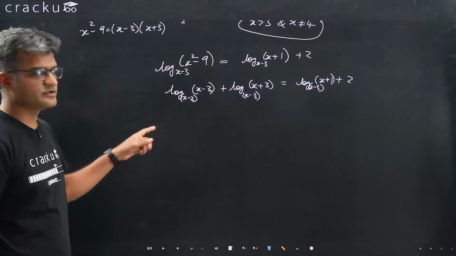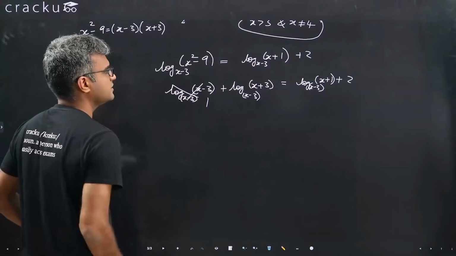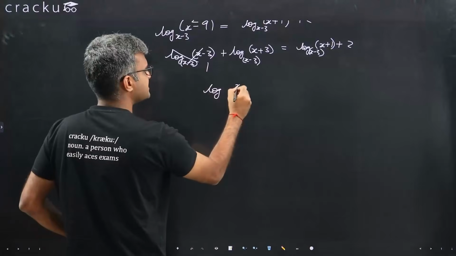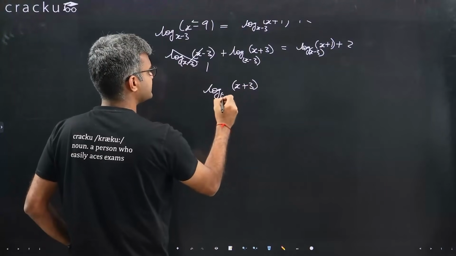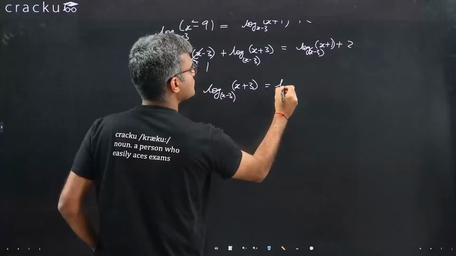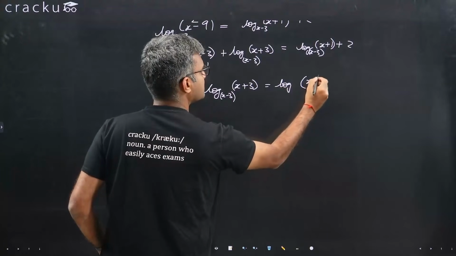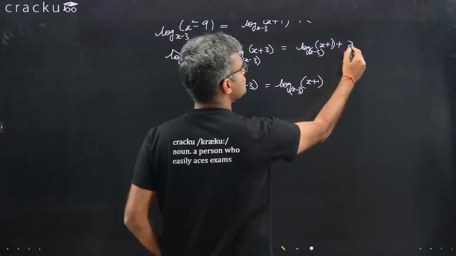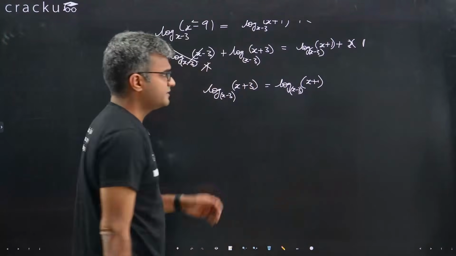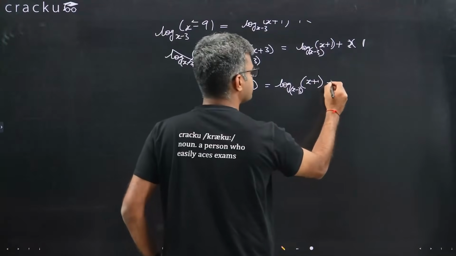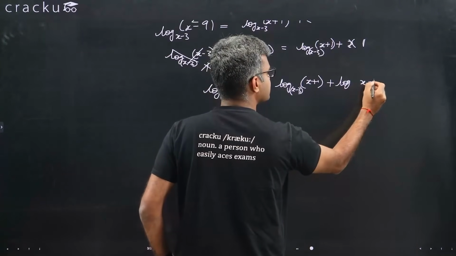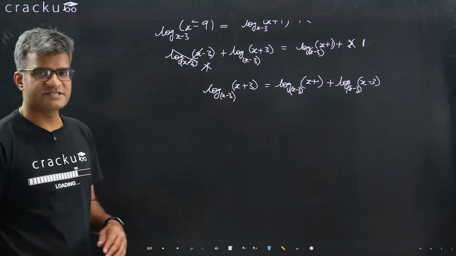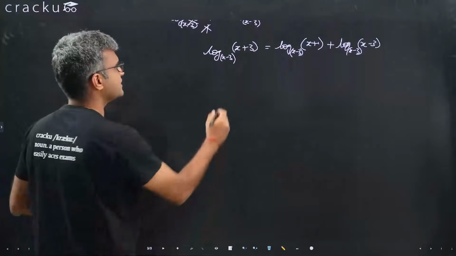Now log of x minus 3 to the base x minus 3 is simply equal to 1. So if you are simplifying the equation, what we are going to get is log of x plus 3 to the base x minus 3 is equal to log of x plus 1 to the base x minus 3 plus 1, since 2 minus 1 gives 1. We can now write 1 as log of x minus 3 to the base x minus 3. The base of all of the logarithms is x minus 3, so we can simplify this and we are going to get a quadratic equation.